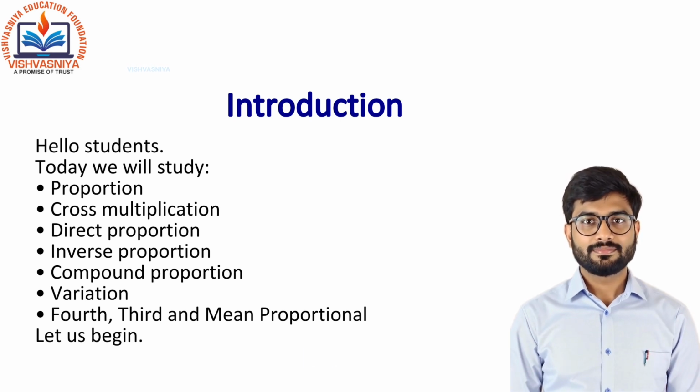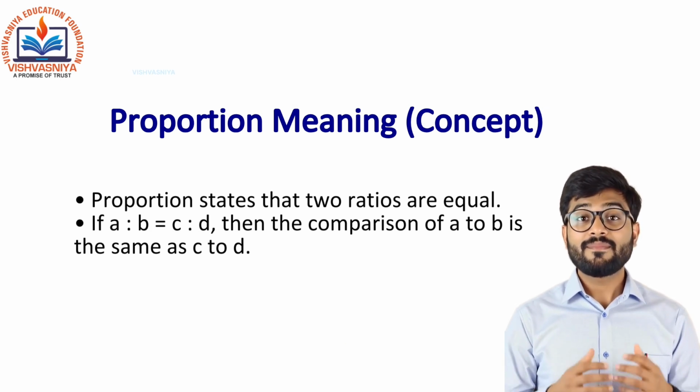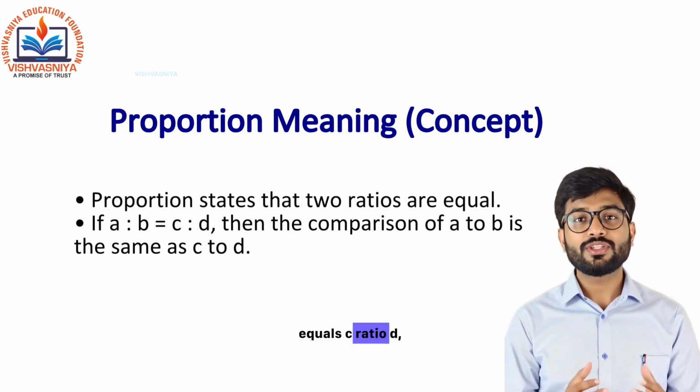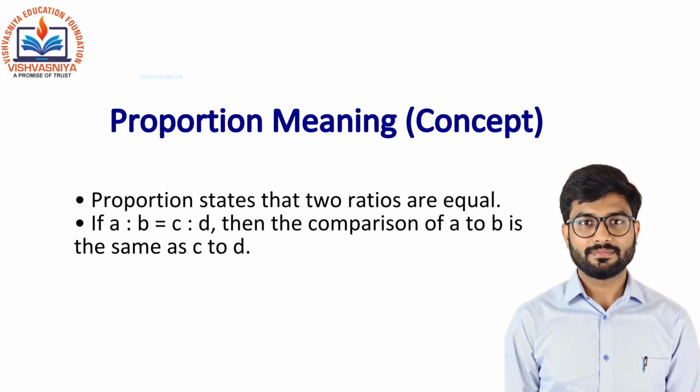Let us begin. Proportion states that two ratios are equal. If a ratio b equals c ratio d, we say a ratio b is equal to c ratio d. This means the comparison between a and b is the same as the comparison between c and d.